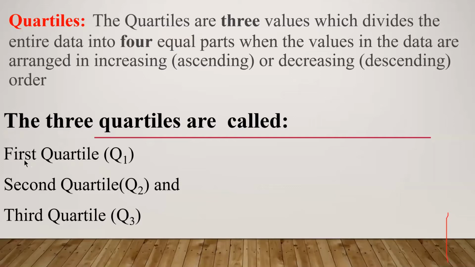They are called the first quartile, denoted by Q1, Q for quartile. Second quartile, Q2, and because it is the second quartile, we put a subscript 2 here. Third quartile, Q3, Q for quartile, and 3 because it is the third quartile.